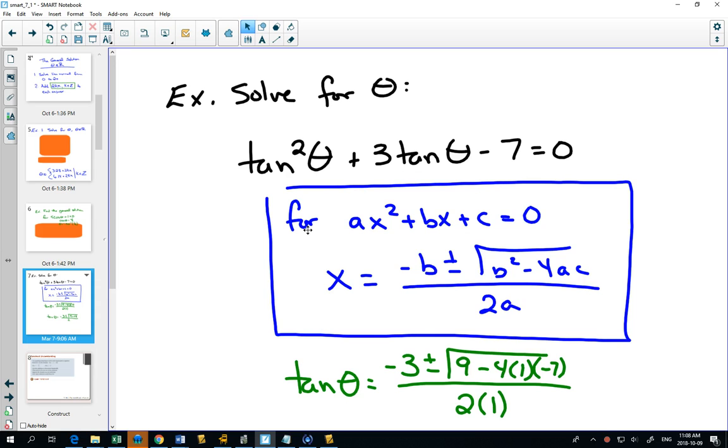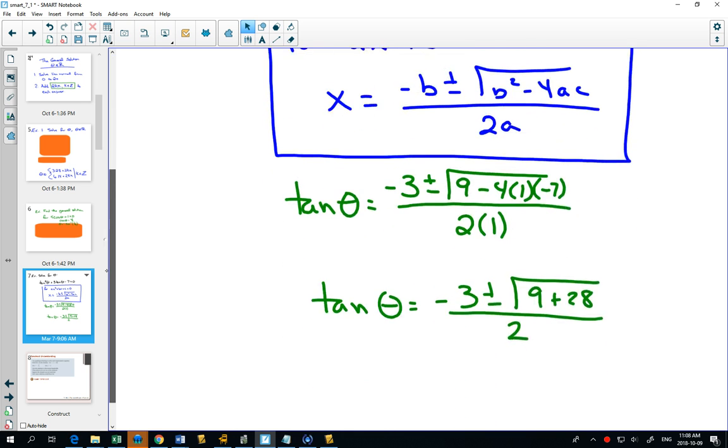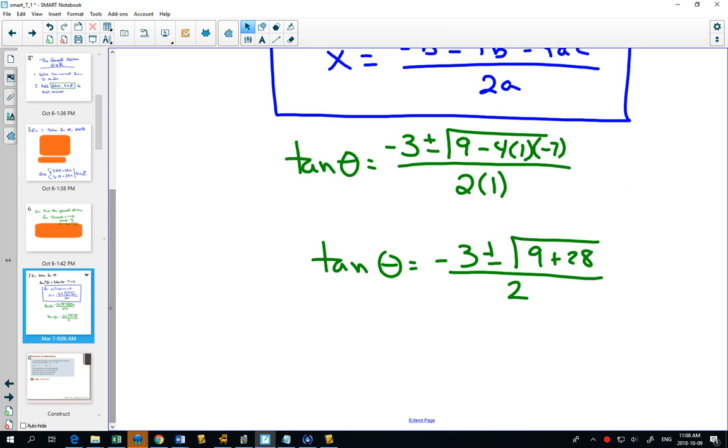This is where we left off at the end of class. We were solving this tan equation. It can't be factored. We had to use the quadratic formula. And we were just in the process of simplifying our quadratic formula.